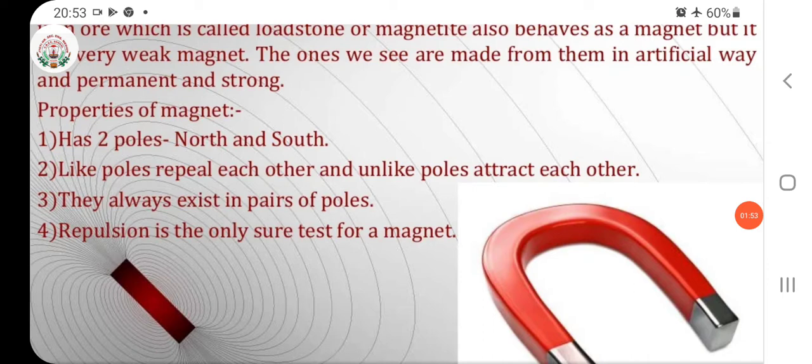They always exist in pairs of poles. If you go on dividing the magnet, each piece will have a north pole and a south pole. It always exists in pairs of poles. Repulsion is the only sure test for a magnet. So these are the properties of a magnet.